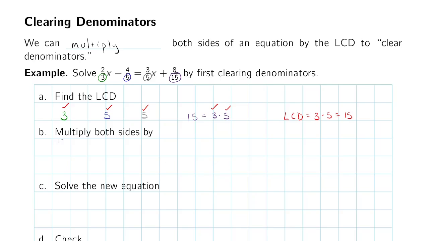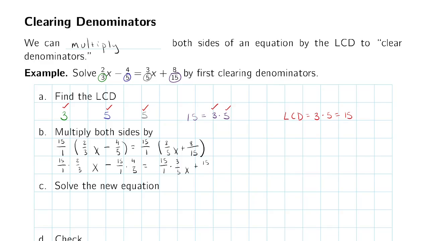We're going to say 15 over 1 multiplied by the left-hand side, 2/3 x minus 4/5, equals 15 over 1 multiplied by the right-hand side, 3/5 x plus 8/15. So I'll have 15 over 1 times 2/3 x minus 15 over 1 times 4/5 equals 15 over 1 times 3/5 x plus 15 over 1 times 8/15.